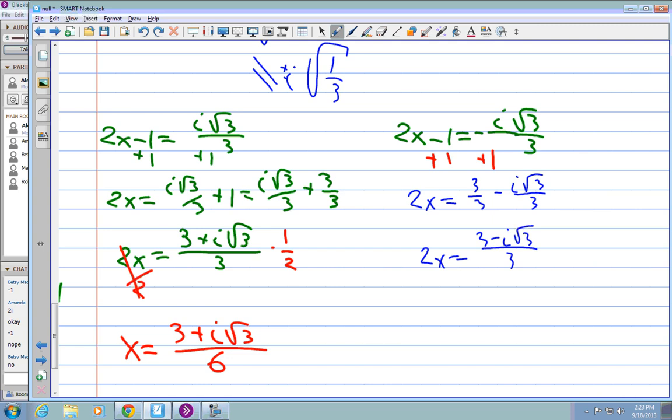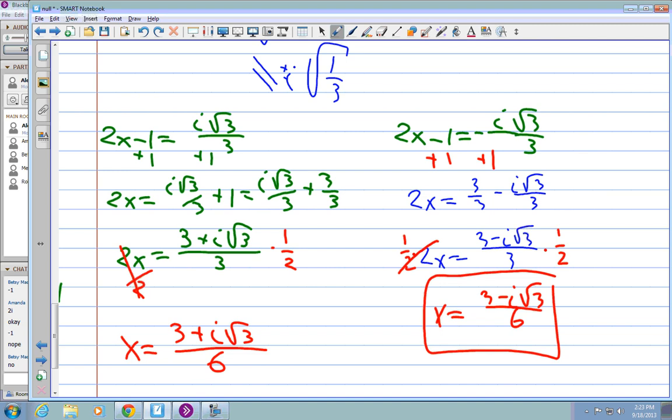And then divide by 2, which is the same as multiplying by 1/2. So you can say times 1/2 times 1/2. So the 2's cancel. x equals 3 minus i square root of 3 over 6. So these are the two solutions.